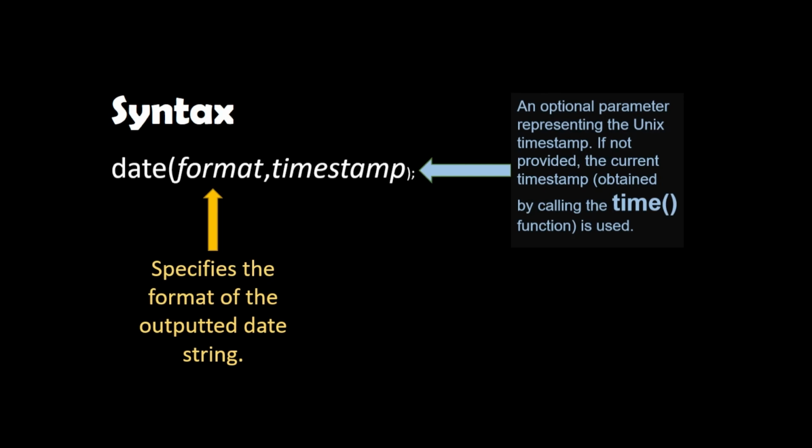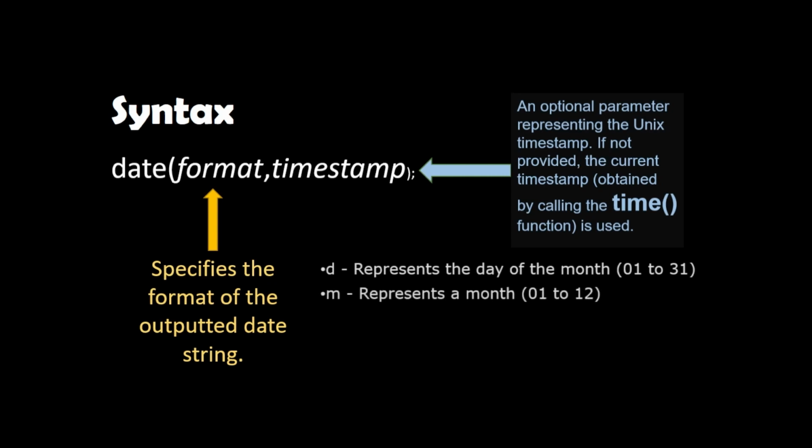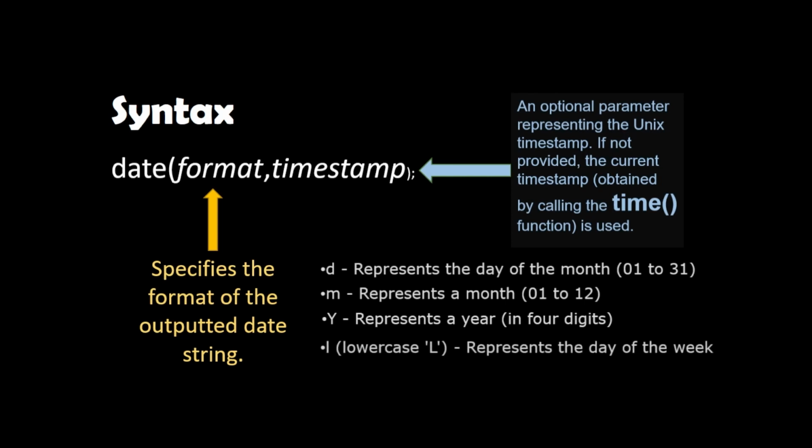Commonly used format characters include d, which represents the day of the month from 1 to 31, m, which represents the month from 1 to 12, Y, which represents the year in 4 digits, for example, 2024, and l, lowercase l, which represents the day of the week, for example, Monday, Tuesday, etc. Additional characters like slash or dash can be used between format characters to add separators or additional formatting.